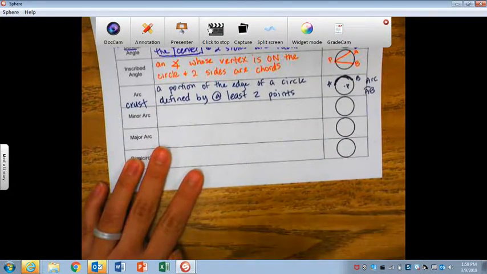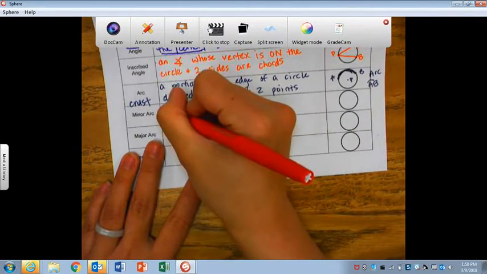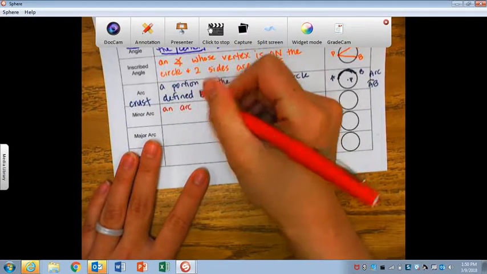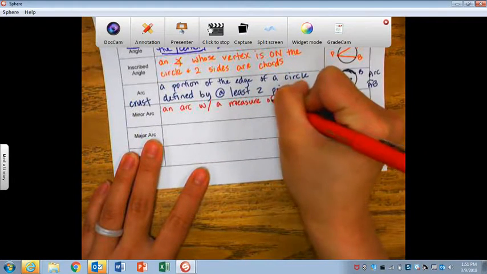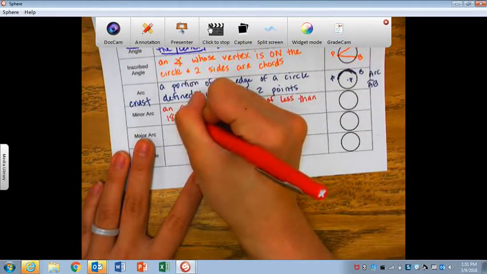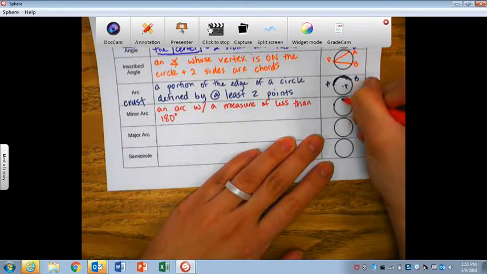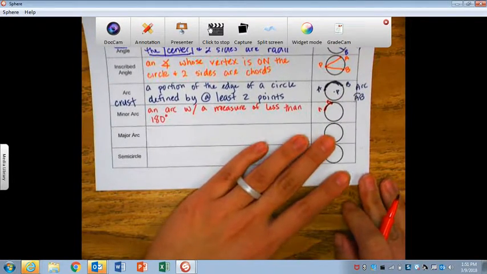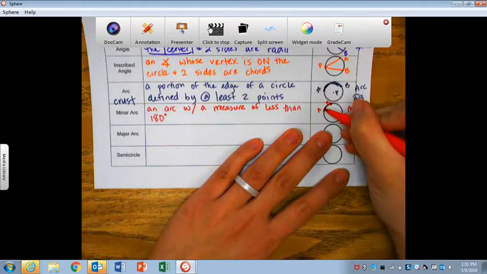A minor arc is an arc with a measure of less than 180 degrees. You know a circle is fully 360, so it can't go for more than half. So here, A, B, that piece of crust, that's smaller than 180, so that's minor arc AB. I'm going to highlight that even more.